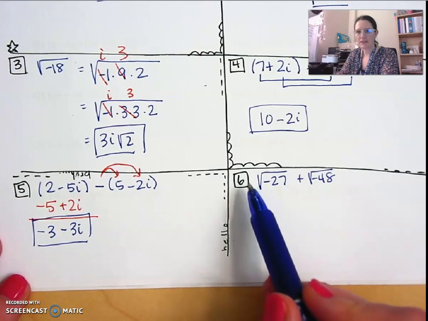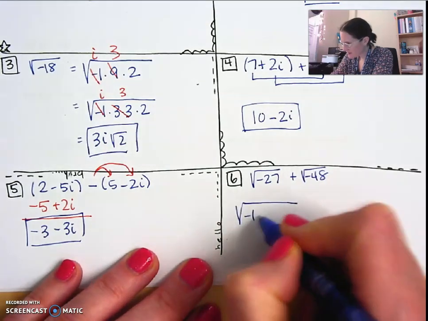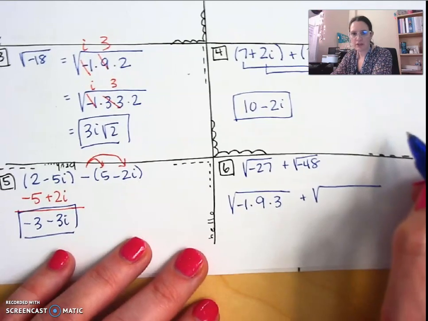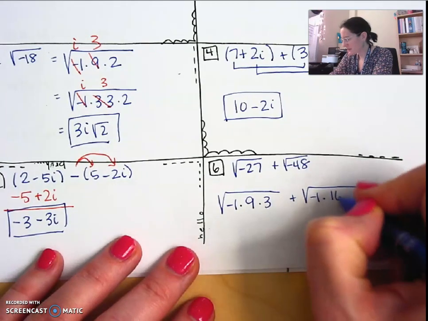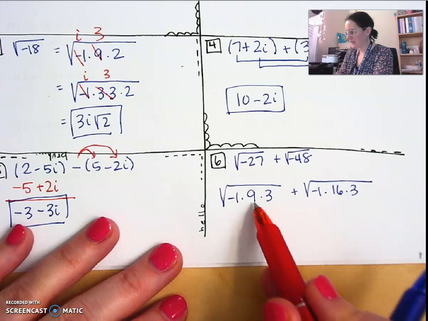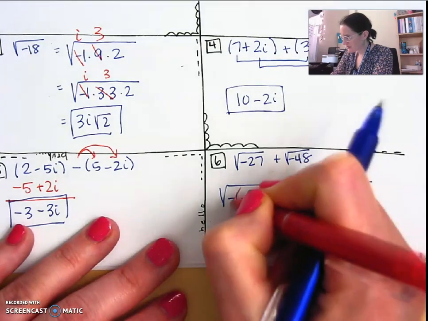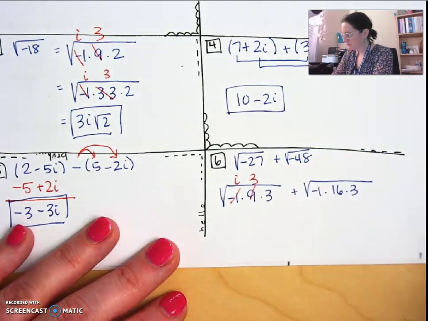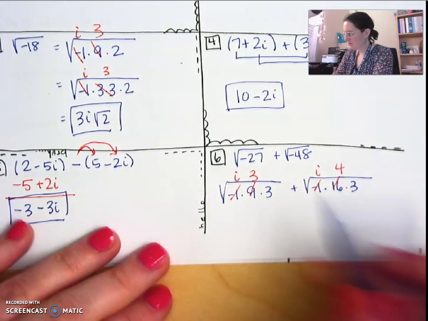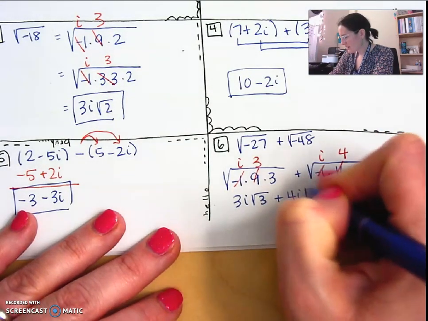And then the last one, number 6, square root of negative 27, I'm going to write that as negative 1 times 9 times 3. Square root of negative 48, I'm going to write as negative 1 times 16 times 3. And of course, you could do a factor tree on 9 and a factor tree on 16 if you like. So simplifying this first one gives me i and 3. Simplifying the second one gives me i and 4. So now I have 3i square root of 3 plus 4i square root of 3.